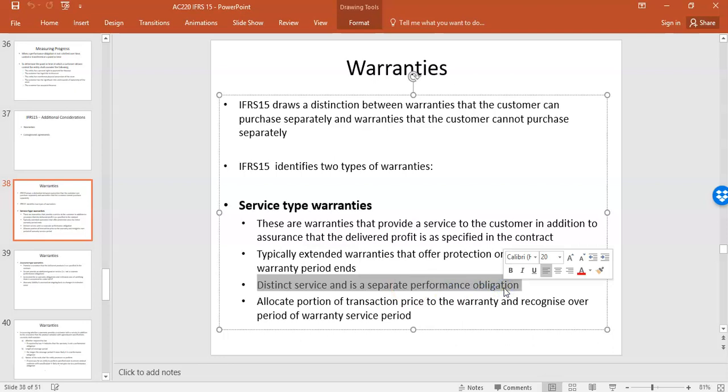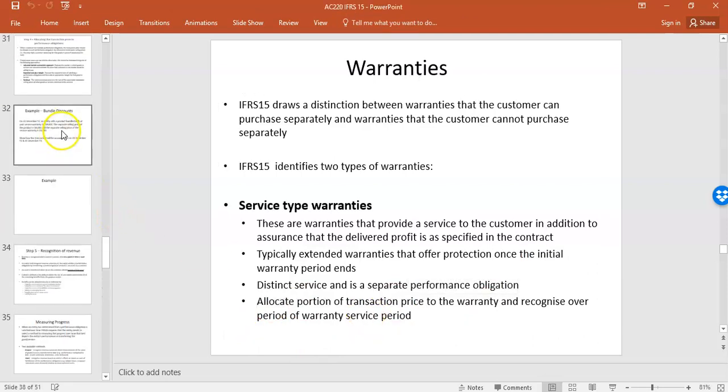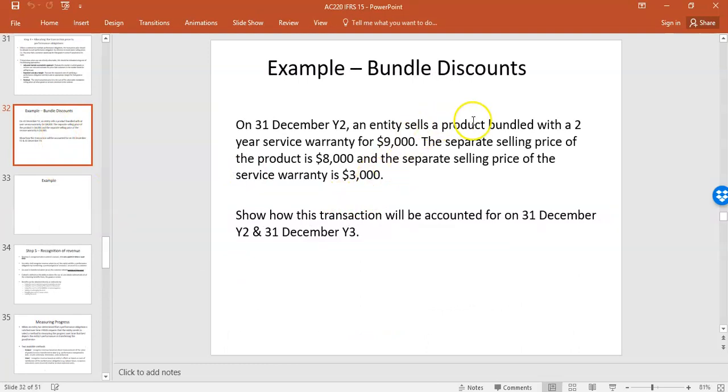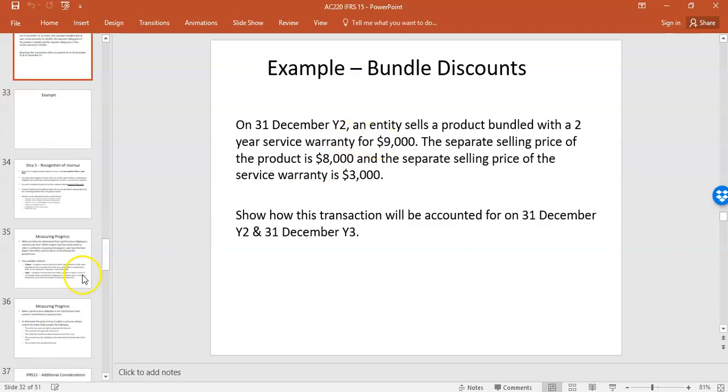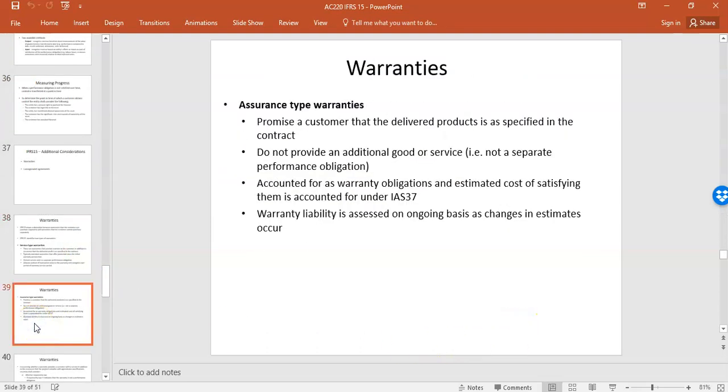That means it's a separate promise, and you also have to allocate a portion of the transaction price to it and recognize it over the service period. Much the same as what we've done in the example before, where the product and the service warranty were distinct performance obligations and you look at what portion of the overall price to allocate to each one. Same concept here for a service type warranty. Whereas an assurance type warranty is just a promise to the customer that the products delivered are as specified in the contract. It's not an additional good or service.